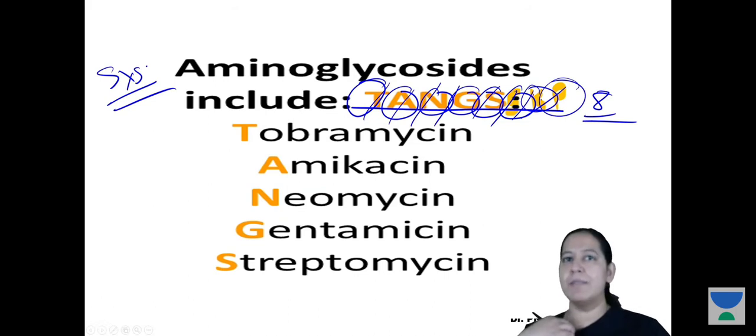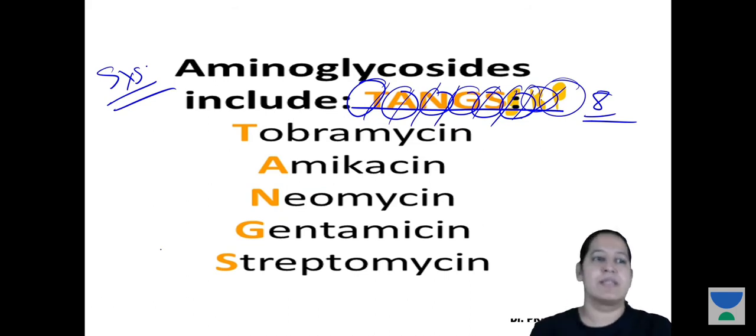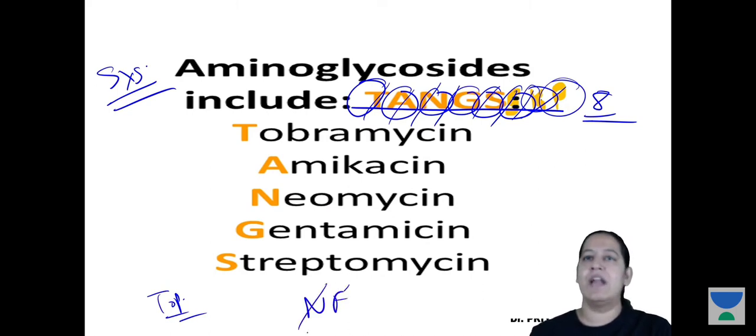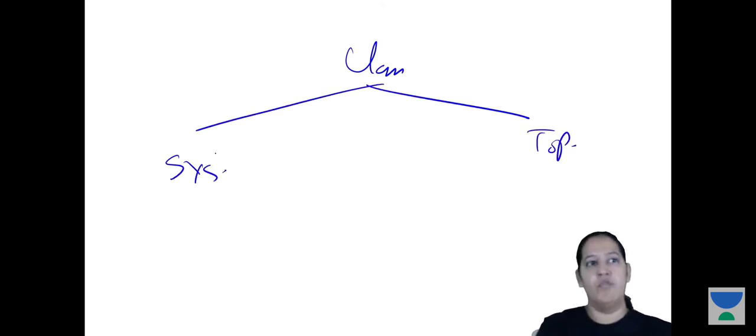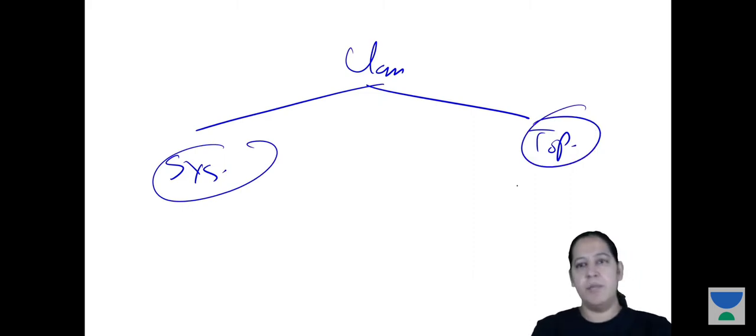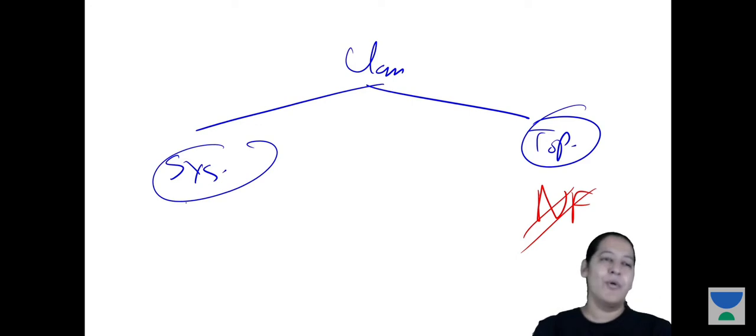Give me a thumbs up. So TANGS, KP is the mnemonic for systemic, and for topical, what is the mnemonic? NF, neomycin and framycin. Classification of aminoglycosides: there are 2 types, systemic and topical. Who will tell me the mnemonic for both? Topical first: it is NF, neomycin, framycin. Tell me the mnemonic for systemic.